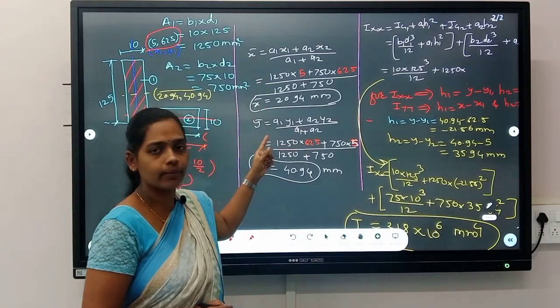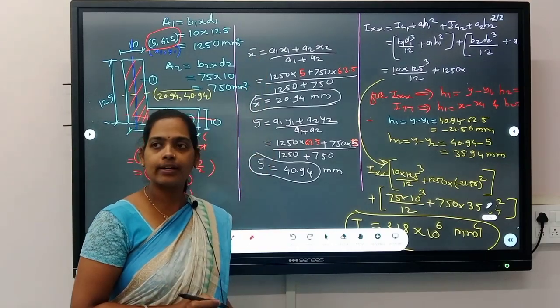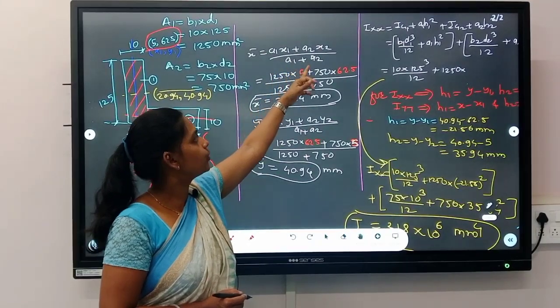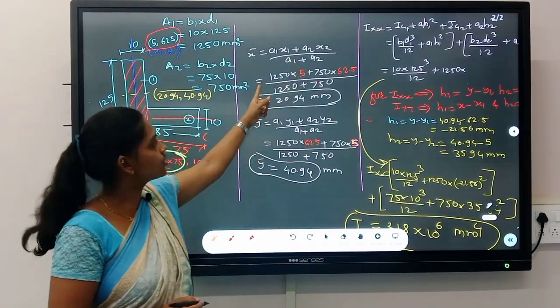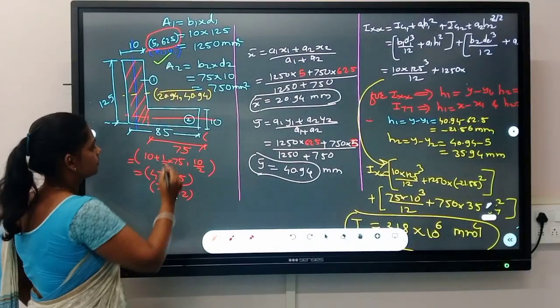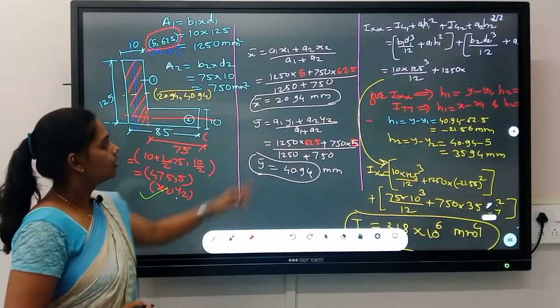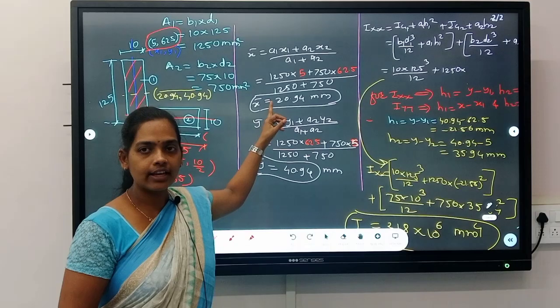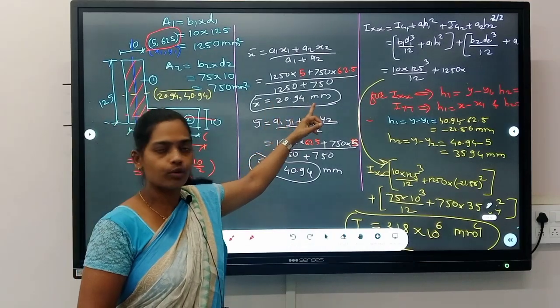Calculate x bar and y bar. What is the formula to calculate x bar? This is a1x1 plus a2x2 divided by a1 plus a2. Just put these values x1 and x2 coordinates. After putting the value, we are getting the x bar as 21.94.